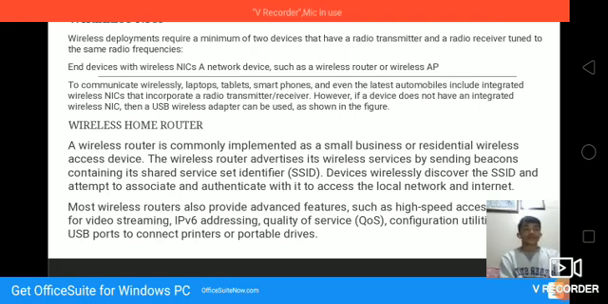Most wireless routers also provide advanced features such as high speed access, support for video streaming, IPv6 addressing, quality of service or QoS configuration, utilities, and a USB port to connect printers or portable drives.